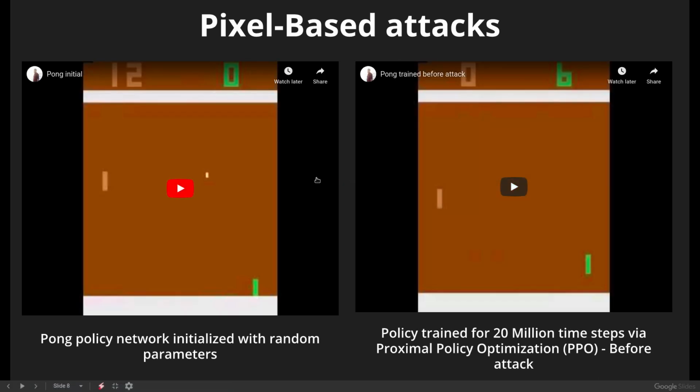Okay, so first let us see some pre-attack videos. Here is an agent which is trained to play Pong. Pong is basically a table tennis type game where the goal is to score more points by manipulating the position of the paddle. If the other player misses the ball, then you get a point.